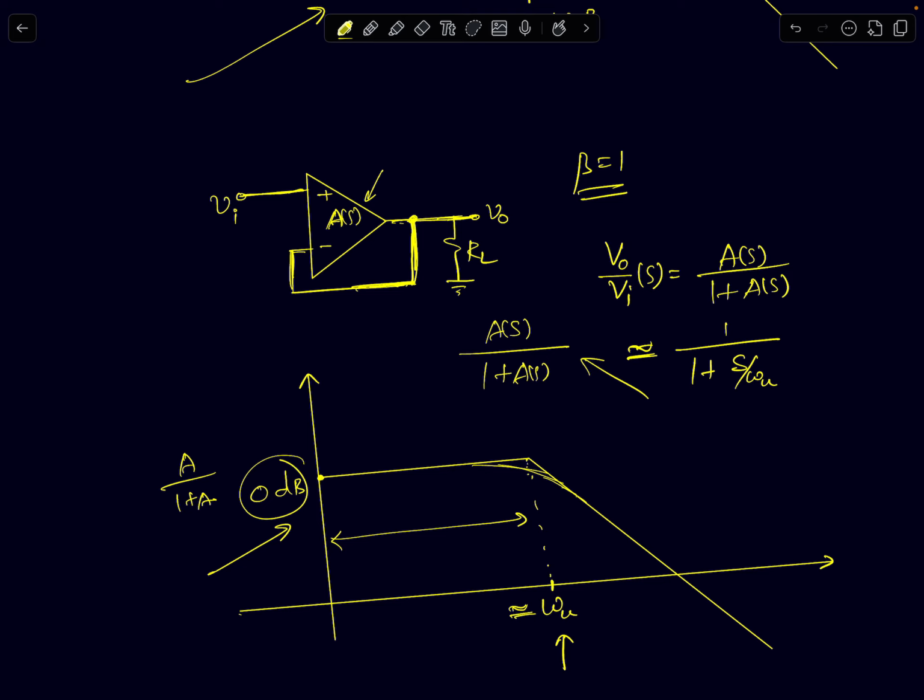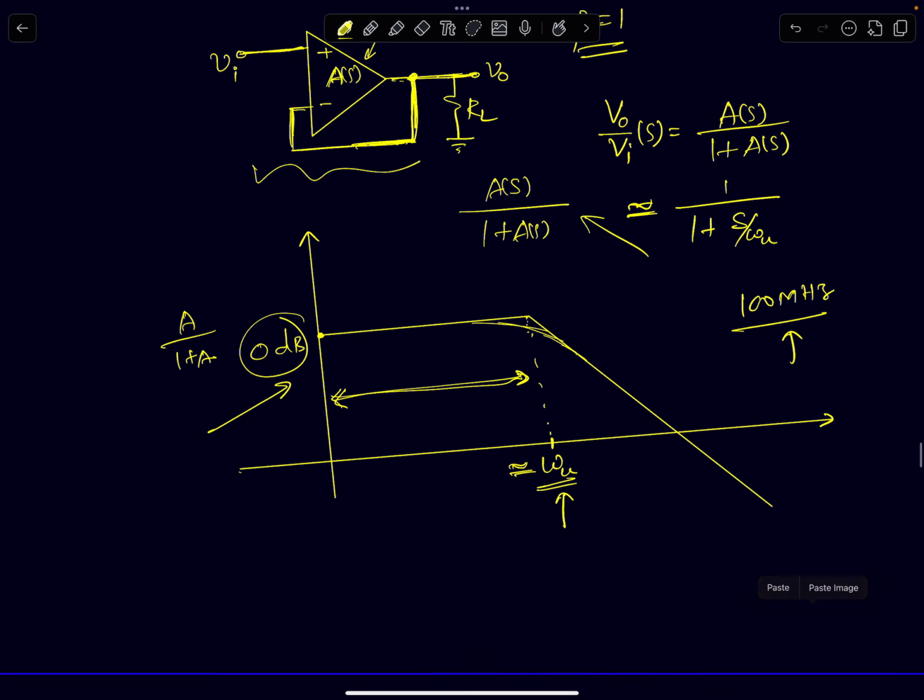So what does this tell you? If you are going to use this op amp as a buffer, the maximum frequency that you can apply is limited by the UGB of the op amp. So if your UGB is 100 megahertz, then you can use this op amp as a buffer for frequencies in the order of tens of megahertz. I can't use this for a 1 gigahertz application, right? So that's what this means. I'm just explaining in very simple terms so that you get what this means. That's it.